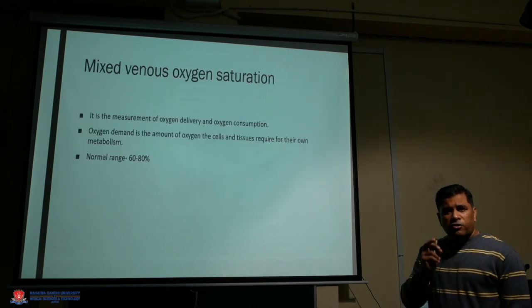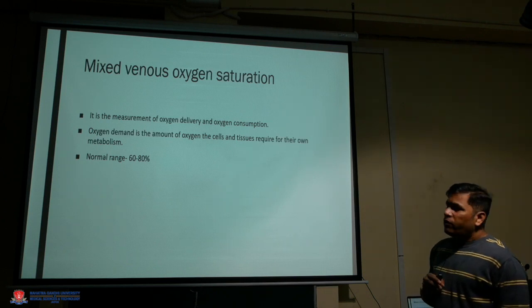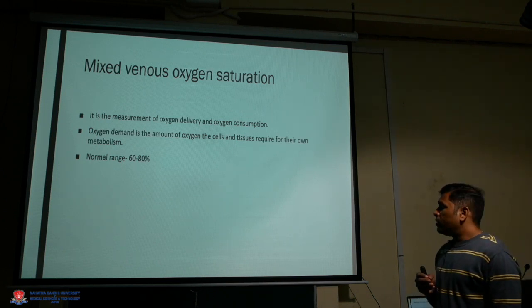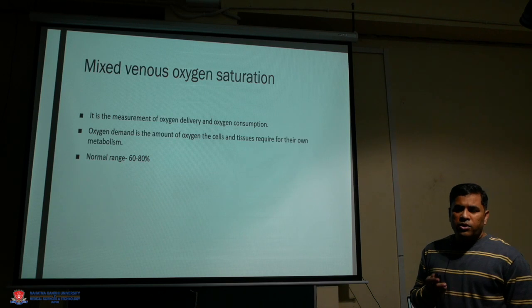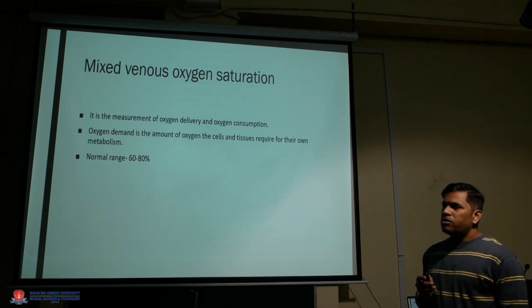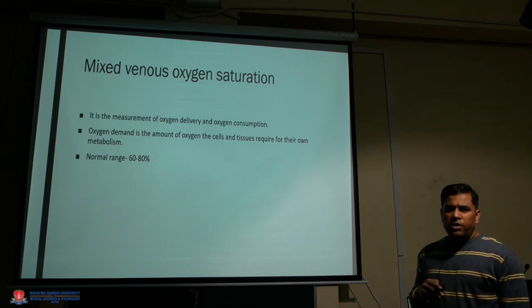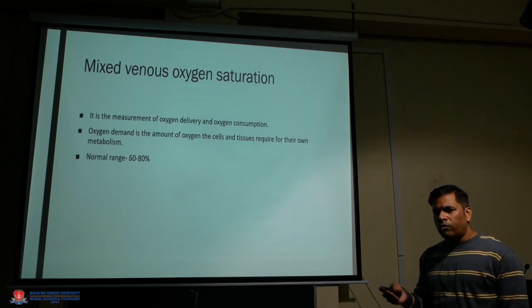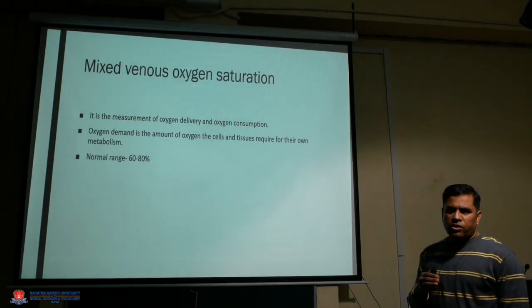Now the important concept is mixed venous oxygen saturation. It is the measurement of the oxygen delivery and the oxygen consumption. Oxygen demand is the amount of oxygen the cells and tissues require for their own metabolism. For mixed venous oxygen saturation, the normal range is 60 to 80. If it is going below 60, that means either the delivery of the oxygen is less, or tissues are utilizing more oxygen, so the mixed venous oxygen saturation is dropping.